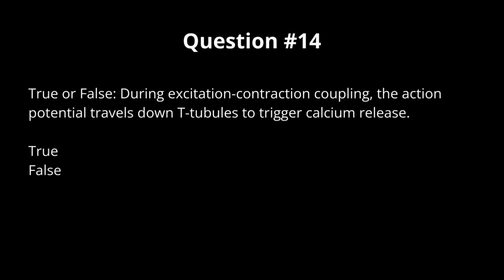Question number 14. True or false? During excitation-contraction coupling, the action potential travels down T-tubules to trigger calcium release. The correct answer is true. T-tubules transmit the action potential deep into the muscle fiber, leading to calcium release from the sarcoplasmic reticulum.